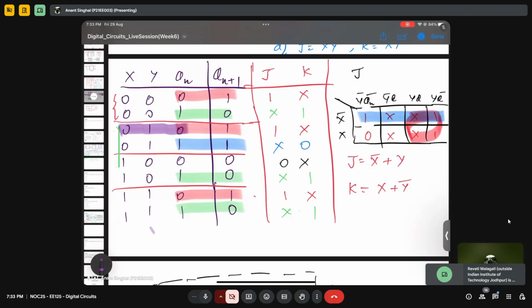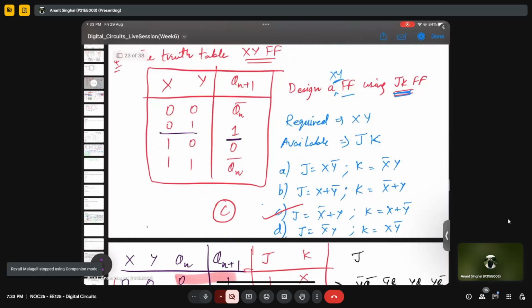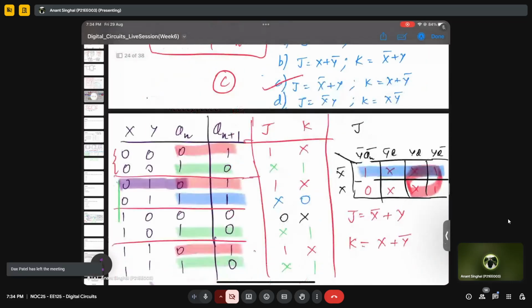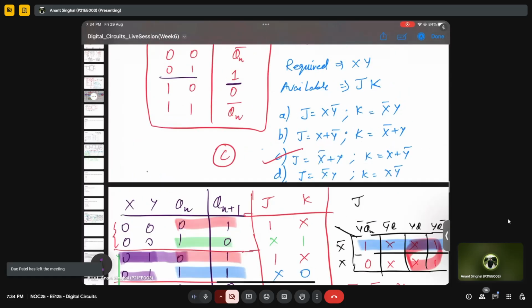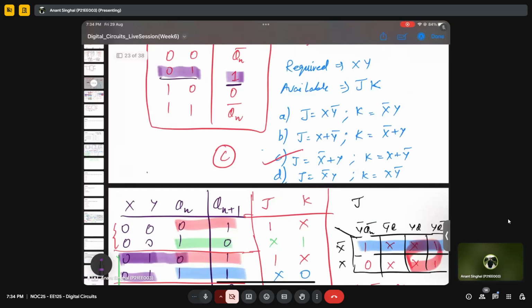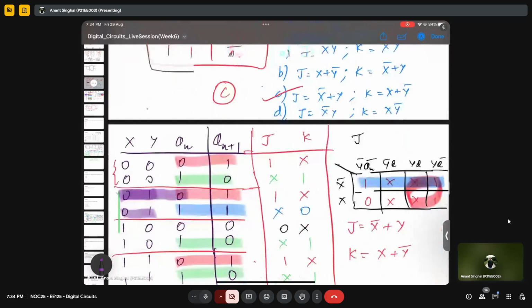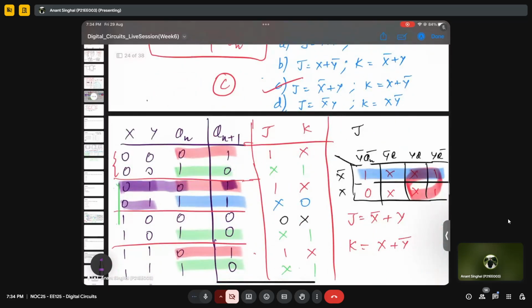Because Qn cannot be 0 according to the previous table that you have given. Why are you saying 0? So when x and y are 0, 1, right? It says it is 1. And Qn should be... No, no, the Qn plus 1 will be 1, right? So Qn can be anything.